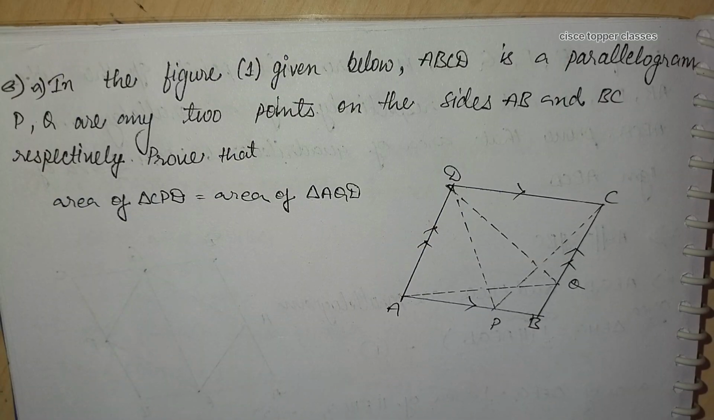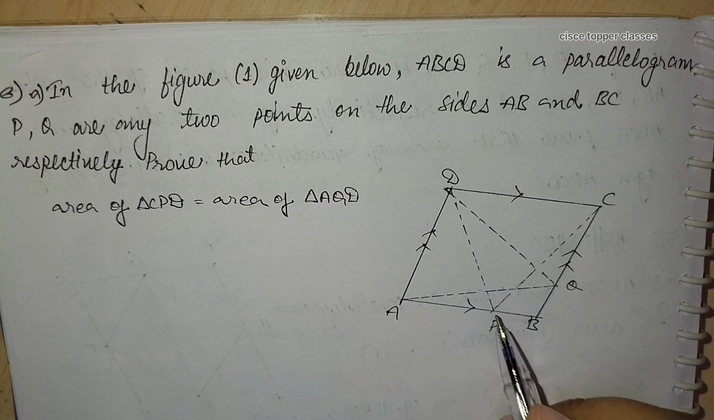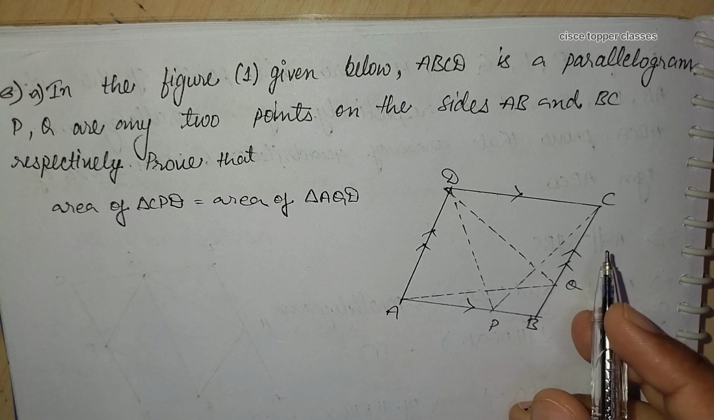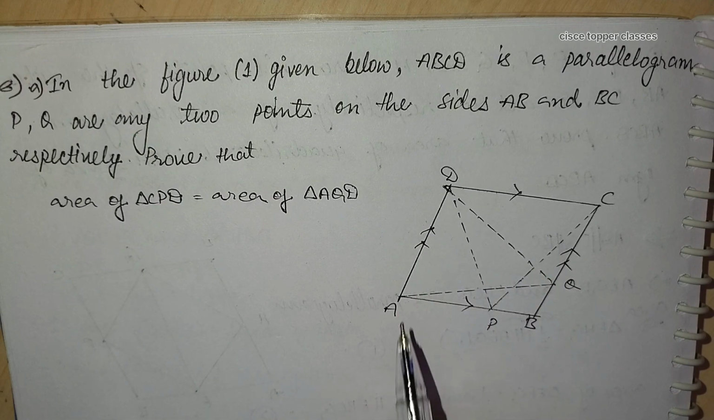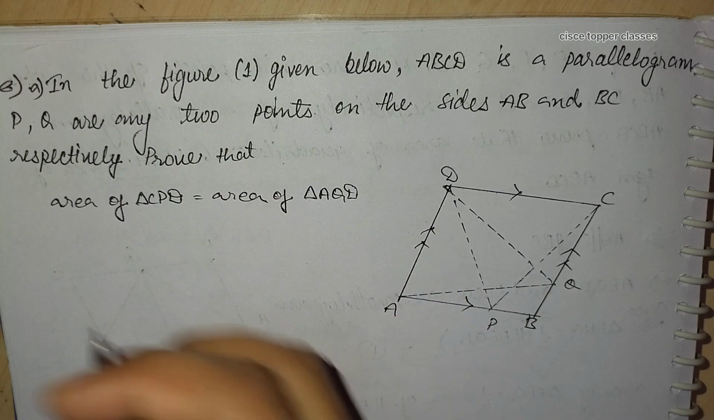Let us solve here question number 6. In the figure given below, ABCD is a parallelogram and P and Q are any points on the sides AB and BC respectively. We have to prove that area of triangle CPD and area of triangle AQD are equal.